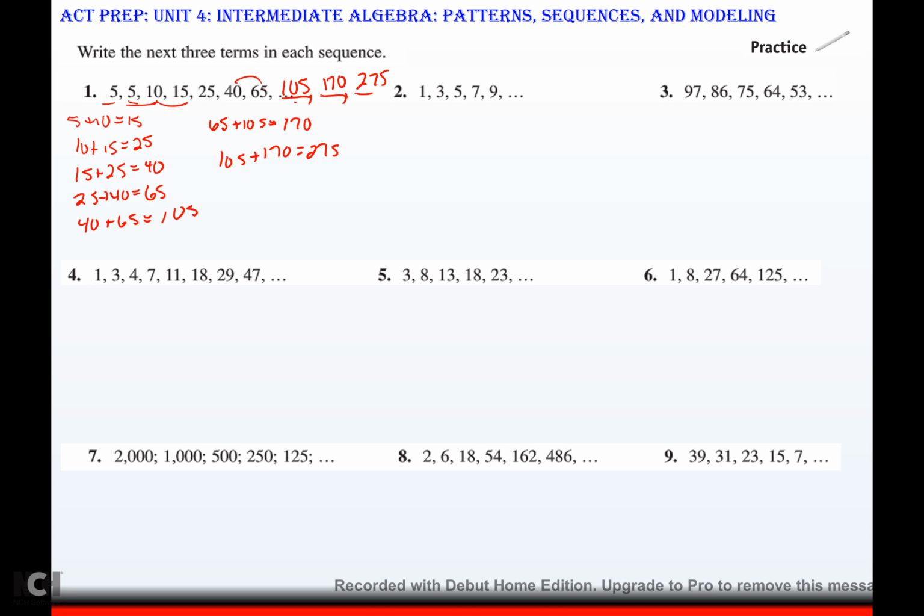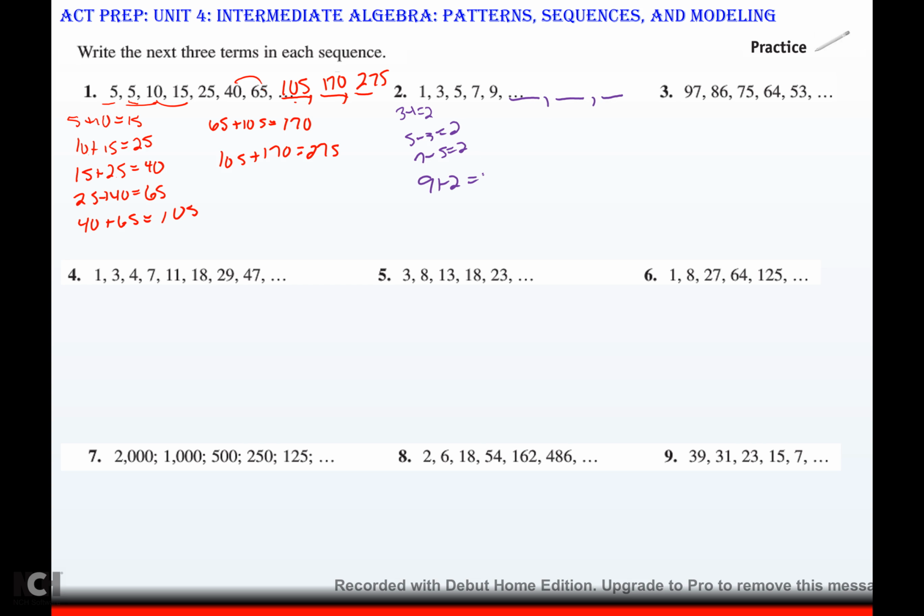Okay, on 2, again, I always check for arithmetic or geometric first. And to check for arithmetic, subtract. 3 minus 1 is 2. 5 minus 3 is 2. 7 minus 5, the common difference is 2. So they're adding 2 every time. So for me to get the next 3 terms, I keep adding 2.